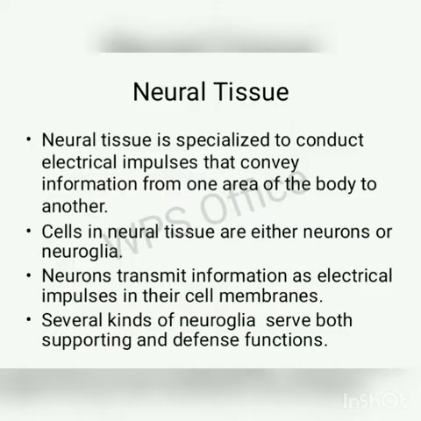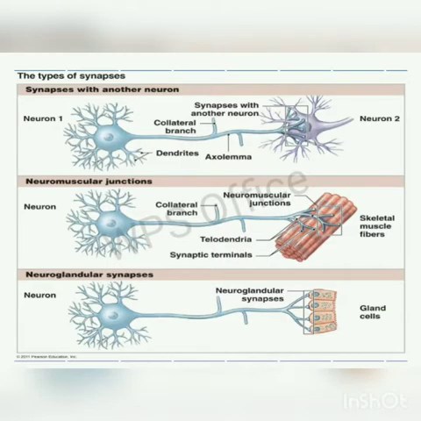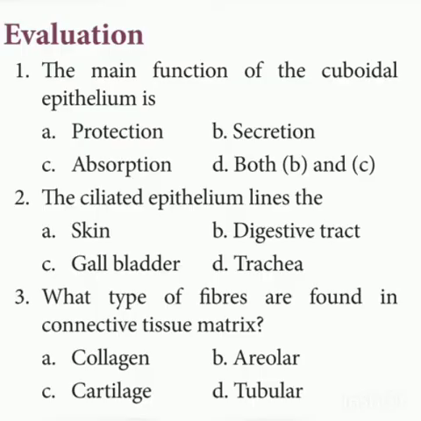Neural tissue is the specialized tissue that conducts electrical impulses, conveying information from the brain to the neurons. You should know the structure of a neuron, so you have to study this. That's all about this lesson. Go through this lesson. We will discuss the evaluation part. In the evaluation questions, the first is: the main function of cuboidal epithelium is.